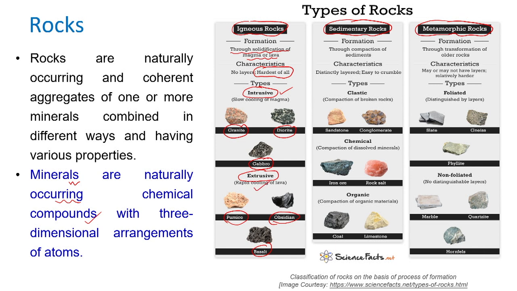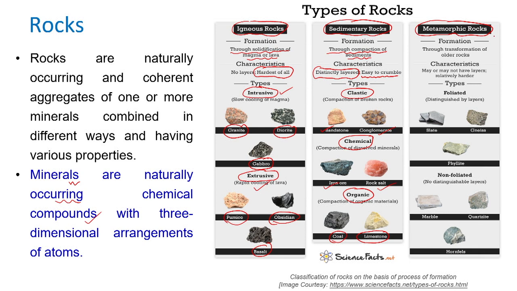As far as the sedimentary rocks are concerned, these rocks are formed by compaction of sediments, and there are distinct layers in these types of rock materials. These rocks are easy to crumble, they can easily be deformed, and we can have a variety of types of these rocks such as clastic, chemical and organic types of sedimentary rocks. Sandstone and conglomerate are examples of clastic rocks, while iron ore and rock salt are the chemical rocks, while coal and limestones are the examples of organic rocks.